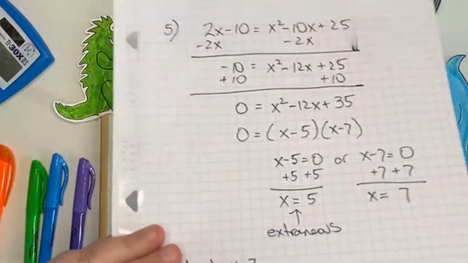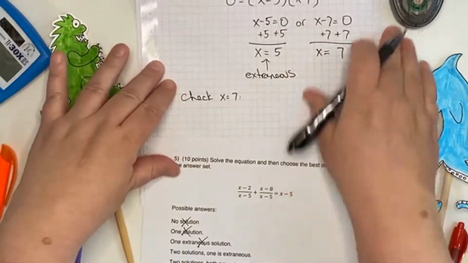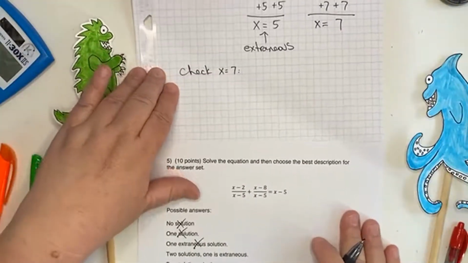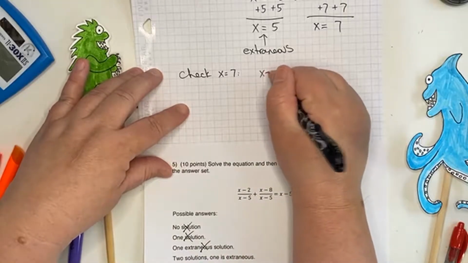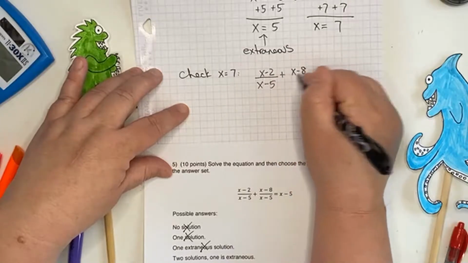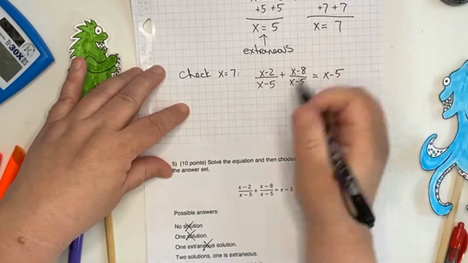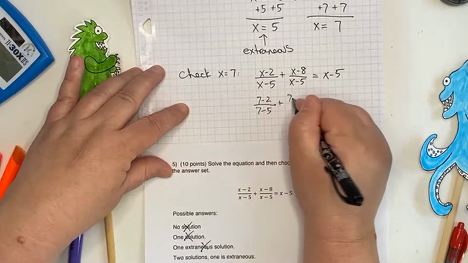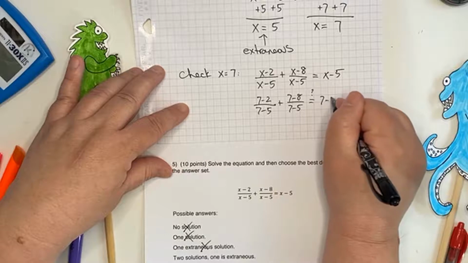Okay. Oops. Can I do it like this? This is my whole life now, trying to figure out how to make all of a problem fit into a video screen. Okay, so I've got x minus 2 over x minus 5 plus x minus 8 all over x minus 5 equals x minus 5. Okay, so I've got 7 minus 2 over 7 minus 5 plus 7 minus 8 over 7 minus 5. Does that equal 7 minus 5?